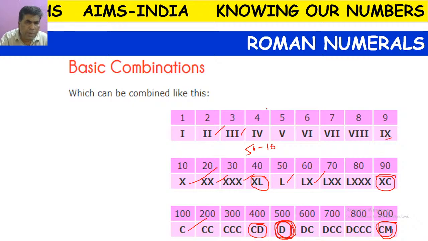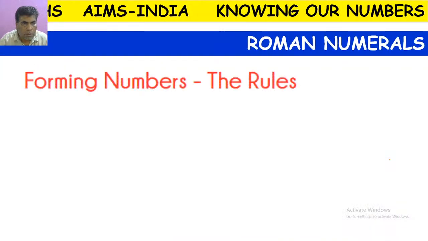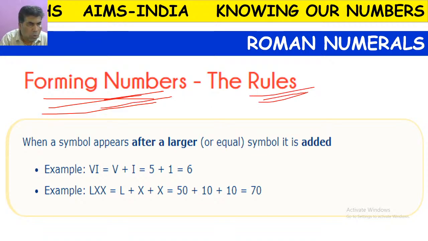Okay, while doing problems, we can solve so many kinds of problems. It is only basics. With the basic symbols, we can write all these numbers. Here, we have to follow some rules for forming Roman numerals. When a symbol appears after a larger or equal symbol, then it should be added.